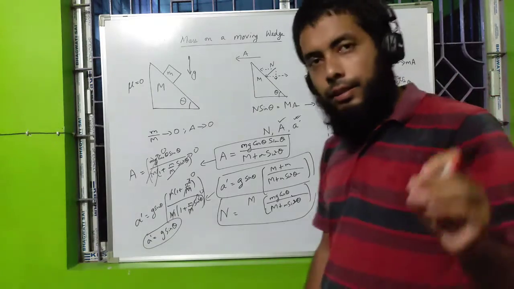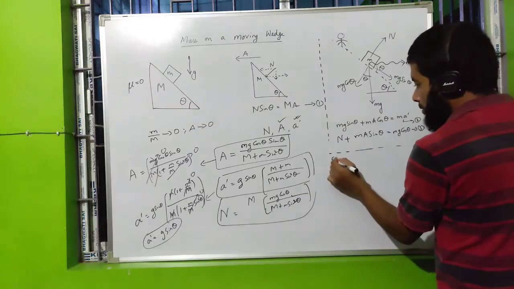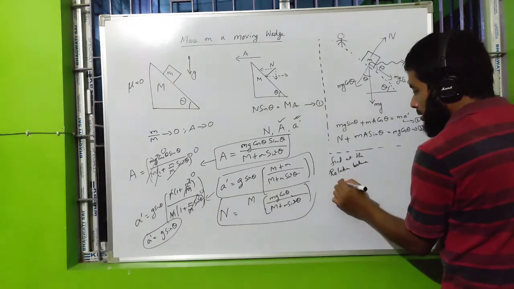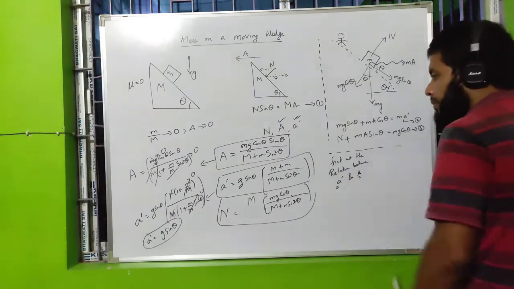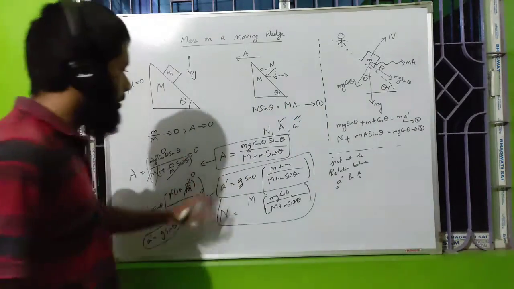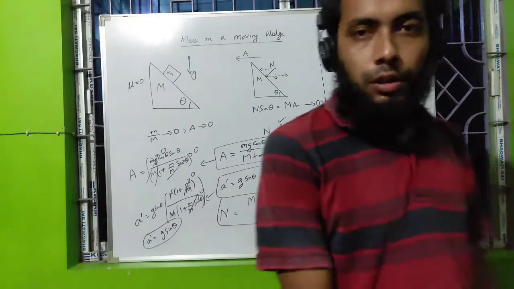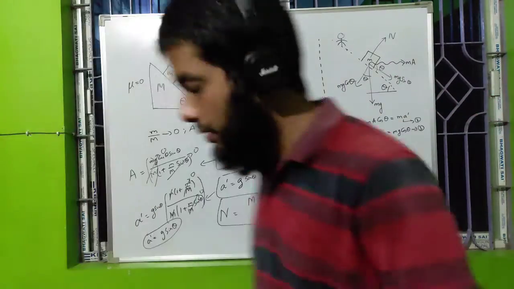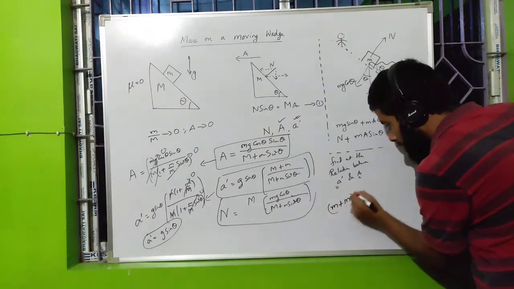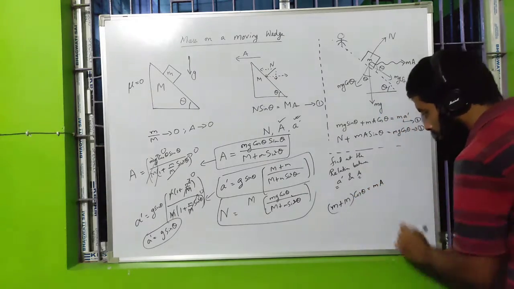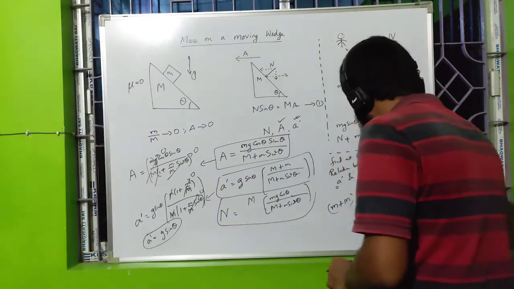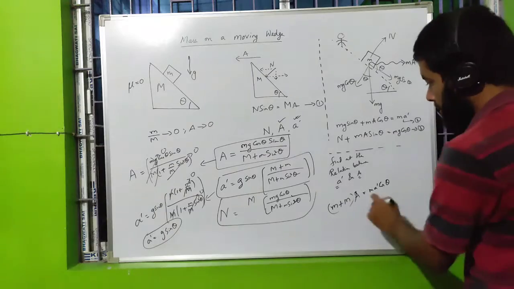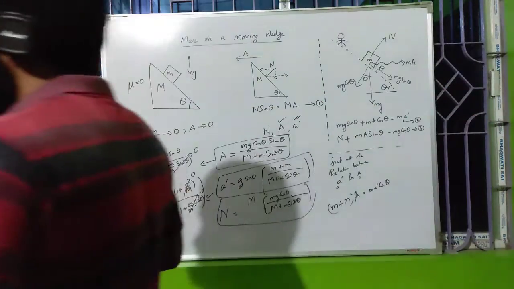Also, I am asking you, as an exercise, I want you to find out the relation between A prime and A. From those equations, from 1, 2, and 3, you can use these values to find out the relation between A prime and A. And the answer which you get, you can verify, will come out to be (M plus m) A is equal to m A prime cos theta. So this is the answer which you shall get.